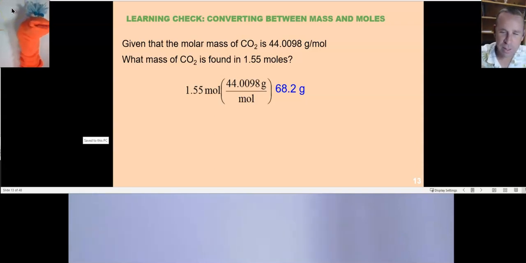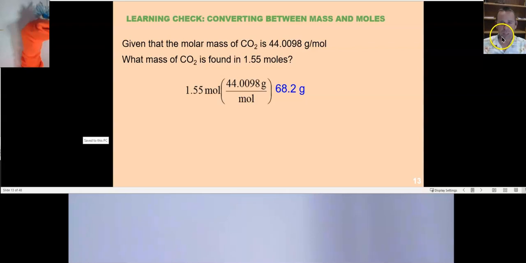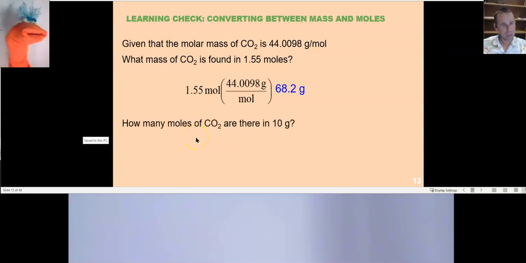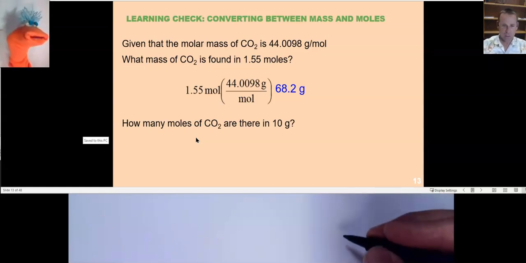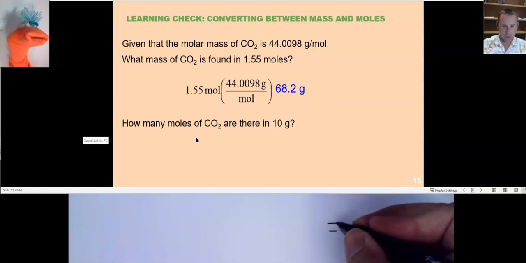So we are working on converting between grams and moles, and here we have a scenario where we have 10 grams of carbon dioxide, and we want to know how many moles of carbon dioxide that is. All right? So what we're going to do is write an equal sign. What goes to the right of our equal sign, Fred?